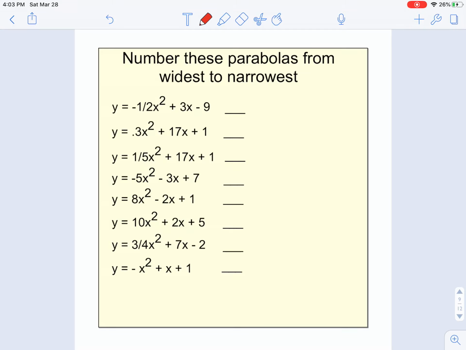All right, so then I could look at something like this and say, all right, I want to list these from widest to narrowest. So the widest one will be 1. All right, so here's what I'm going to do. I'm just going to look down the line, and I'm just going to highlight all of these because that's all I'm going to be looking at.